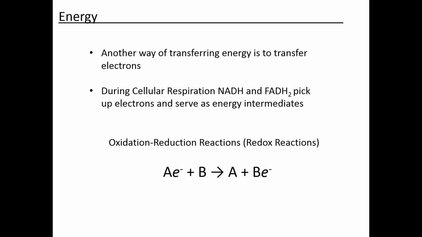When we study cellular respiration, we'll focus on two molecules that we can think of as electron carriers. They pick up electrons in the beginning part of cellular respiration, and then at the end part of cellular respiration, they drop the electrons off at the electron transport chain. Those two molecules are NADH and FADH2. You can just think of those as electron carriers, and they're going to be involved in cellular respiration.